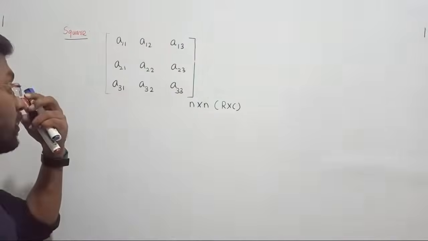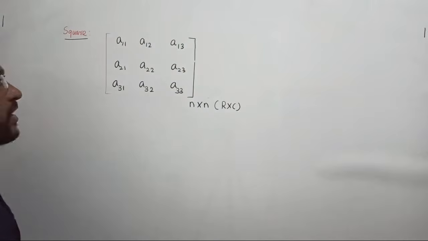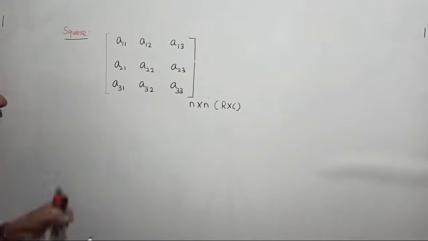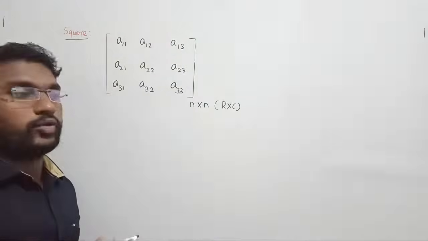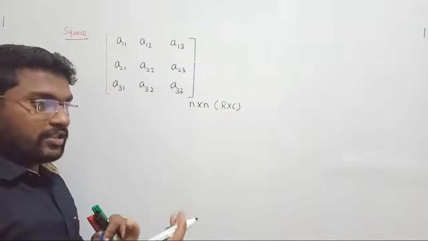So let us see the other classifications. Next, let me demonstrate all the classifications of matrix one by one. What we saw, we learned 2 types of matrix. One is the square matrix and the other one is what?